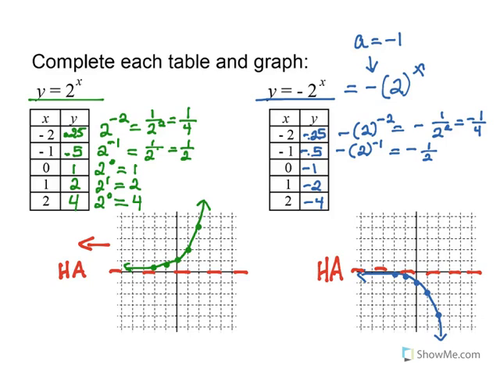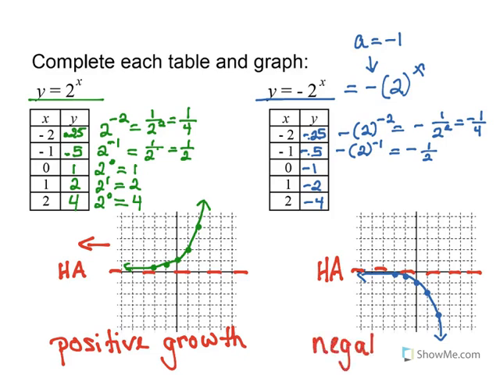So the one on the left, we're going to call that a positive growth model because there was a positive a value out in front because it was positive 2 to the x. And the one on the right, we're going to call that our negative growth model because it's reflected and the a value was negative.